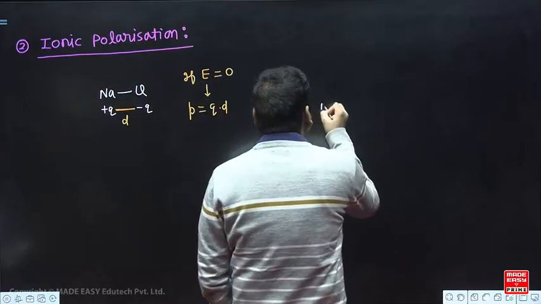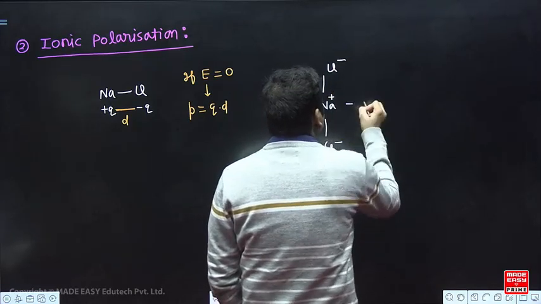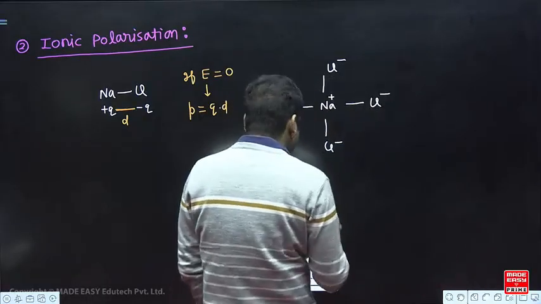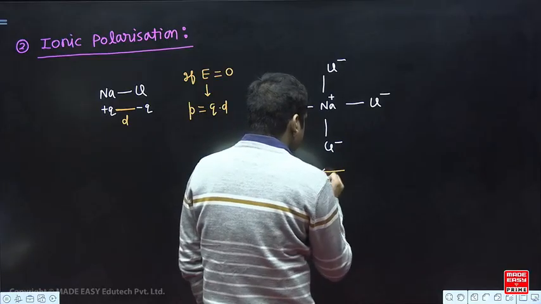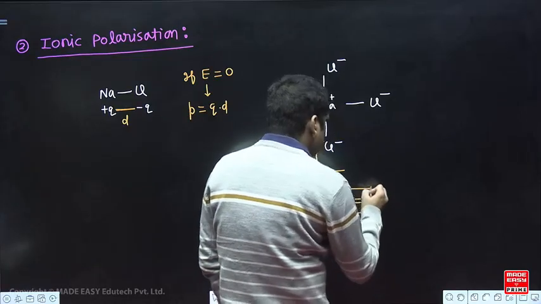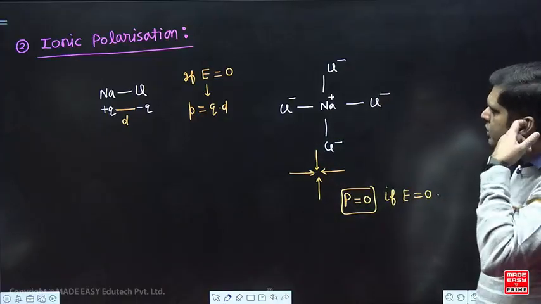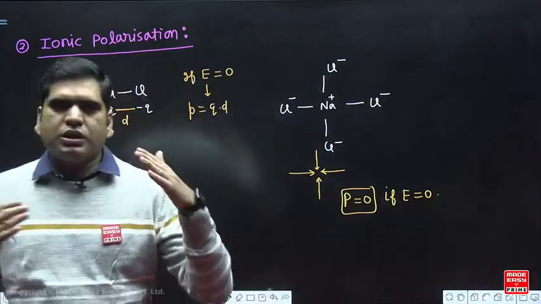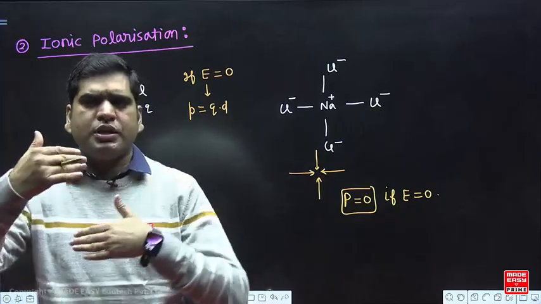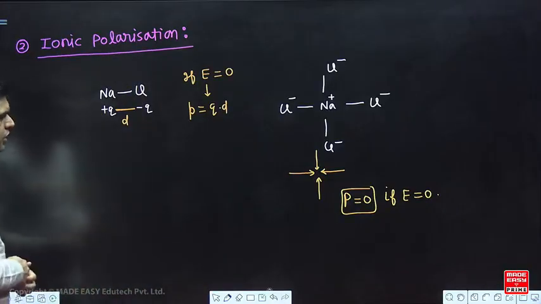Why? I have told you, if it is Na plus, here Cl minus, here Cl minus, if you recall the crystal structure. So all these dipoles will oppose each other, and hence net polarization is equal to 0 if electric field is equal to 0. Although an individual dipole has a certain value of polarization, all these dipoles cancel each other, since the ionic bond is a non-directional bond. Non-directional means the bond is of equal strength in all directions. So net polarization is zero.